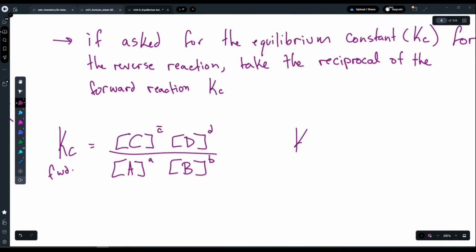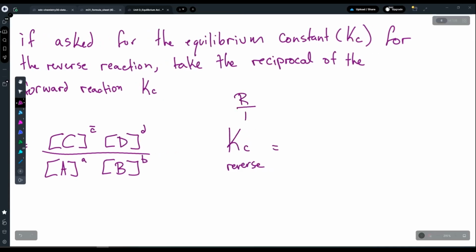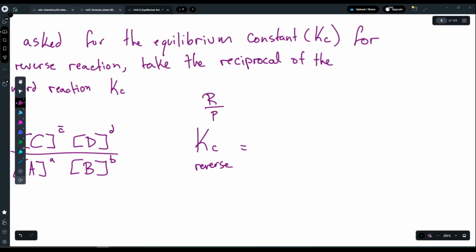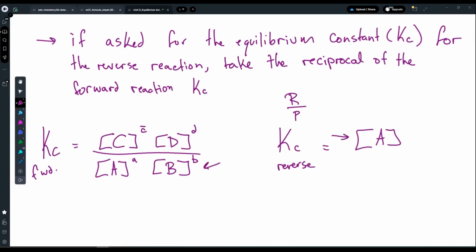Now, what that would look like for the equilibrium law expression for the reverse reaction. For the reverse, it would be reactants over products. Again, you're just taking what we had over here and flipping it. So what was in the denominator now goes in the numerator, and what was in the numerator will go down into the denominator.